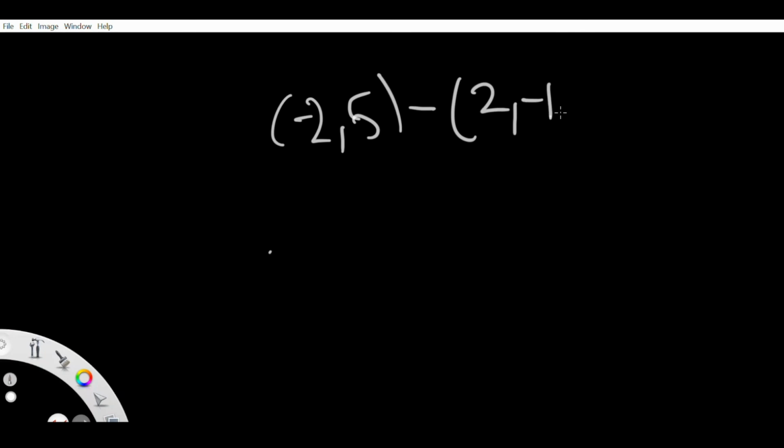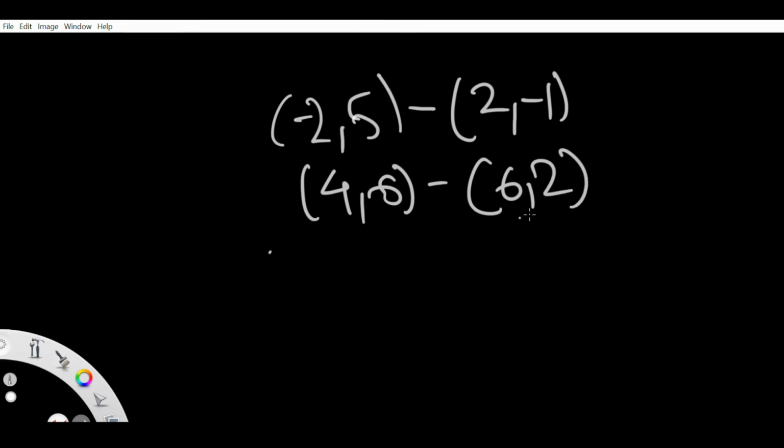So if we want to see if two lines are parallel or perpendicular based on their slopes, we have two lines. These are the points of line number 1, and these are the points of line number 2. And we need to find out if these lines are parallel.